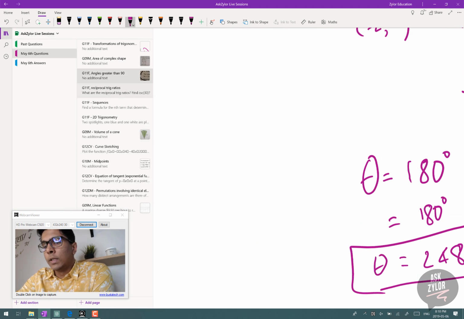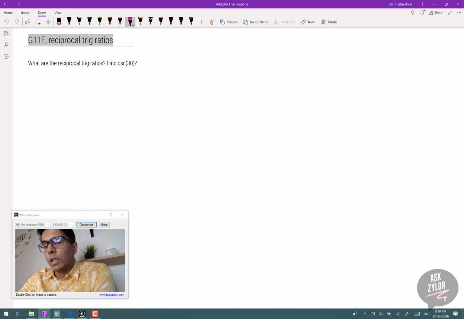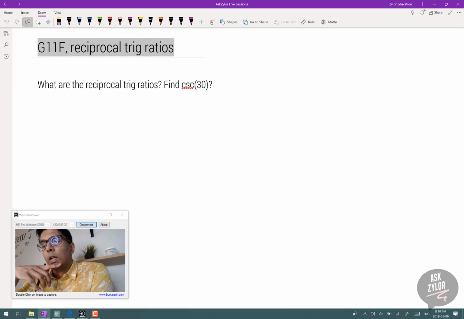So we're going to go ahead to the next question. So this is a grade 11 functions question again. We're talking about reciprocal trig ratios. So what are reciprocal trig ratios and how do we find the cosecant 30?